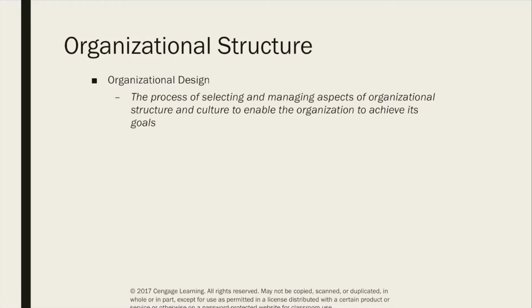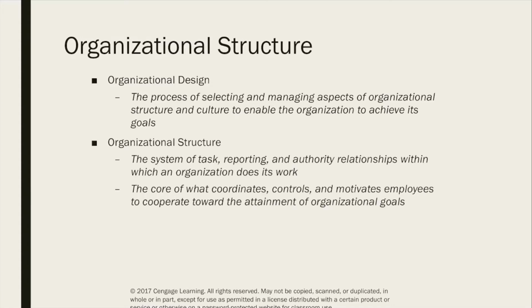So organizational design is providing really a framework so that you can come to the next stage, which is what we call organizational structure. And structure is a system of task, reporting, and authority relationships within which an organization does its work. And here, as you see at the bottom, the core of what coordinates, controls, and motivates employees to cooperate toward the attainment of organizational goals. So if organizational design is the framework, then organizational structure is the internal workings of that organization, so that it can do what it's supposed to be doing.